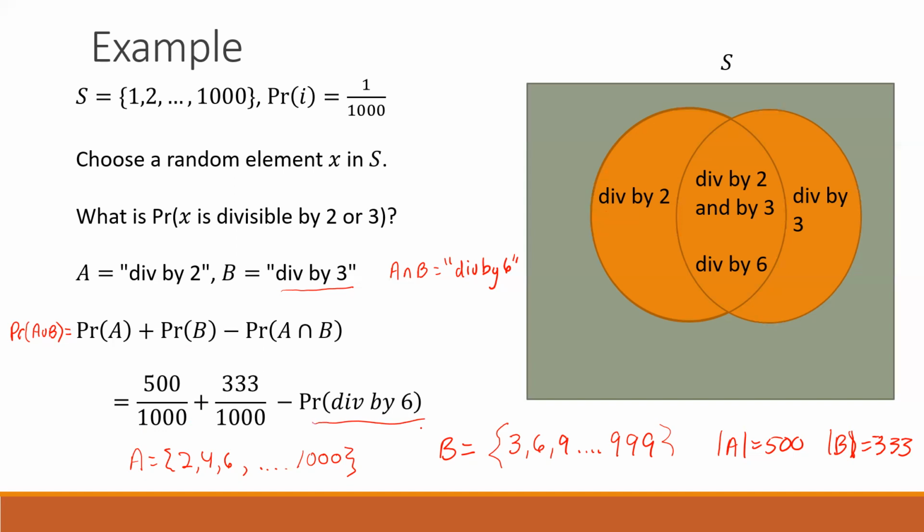Now, how many of these do I have? Well, so how many in this set? Let's move up here. So A intersect B is equal to 6, 12, 18, up to, is it 996? Or 998? I think it's 996. No, I don't know. Probably that's wrong. So if I divide 1,000 by 6, is it 996? Okay, perfect.